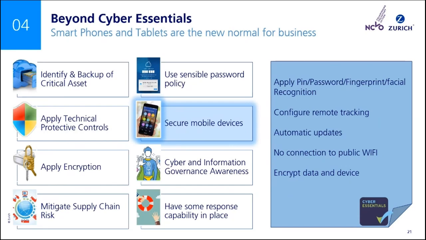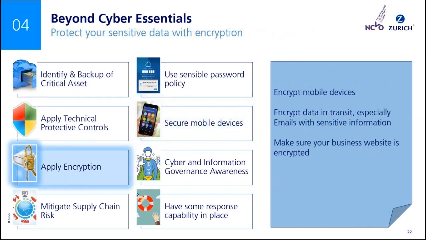Don't connect to any public Wi-Fi, especially if you have sensitive information on your mobile device. It is really important. And then encrypt the data in the device. Apply encryption. Talking about encryption, encryption is my fifth control. As I said, encrypt mobile devices. Encrypt all data in transit, especially email with sensitive information.